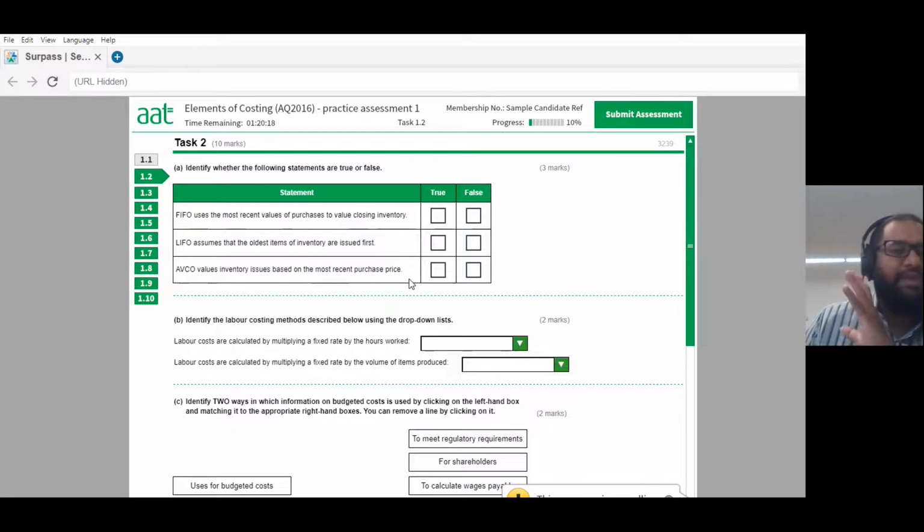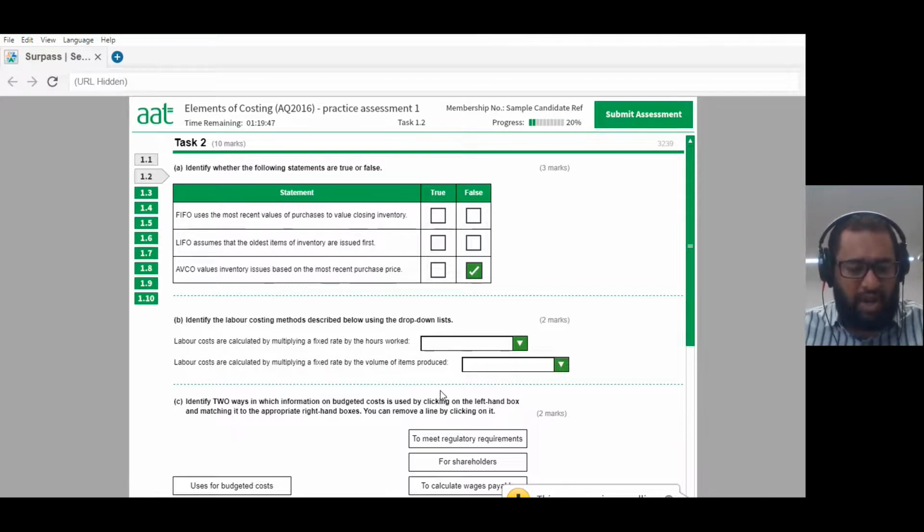Now I can do something very tricky, or you may say an educated guess, because AVCO means it's average. So it cannot be the most recent, and it cannot be the old purchase. So this is incorrect because AVCO uses the average. So therefore this is false. But for the other two, I need to find out whether I'm using the right method or not. For that one, I'm going to bring up a screen where I can explain a little bit more clearly.